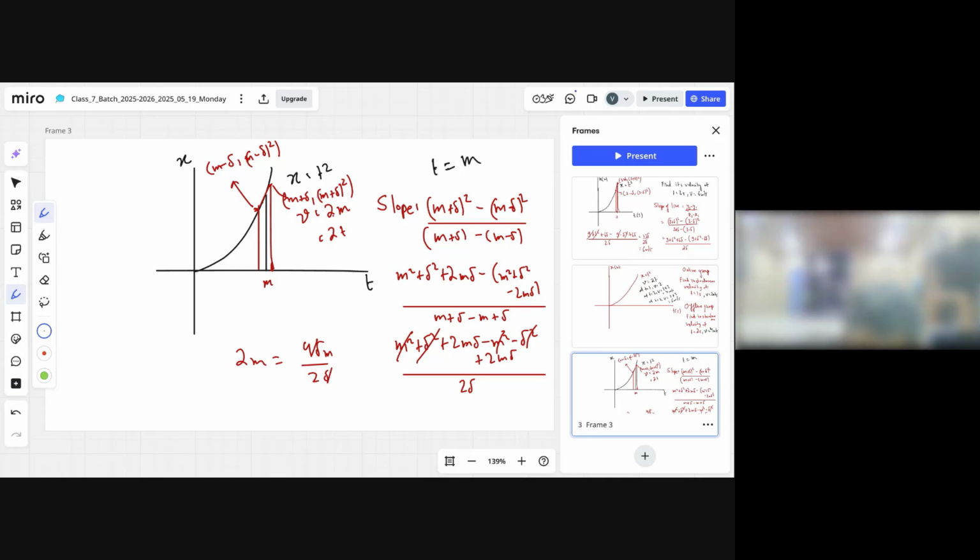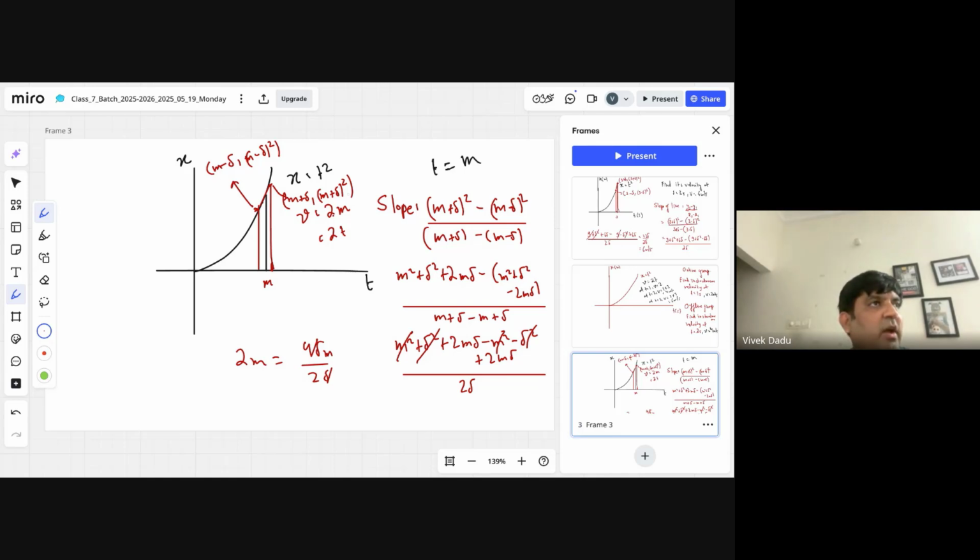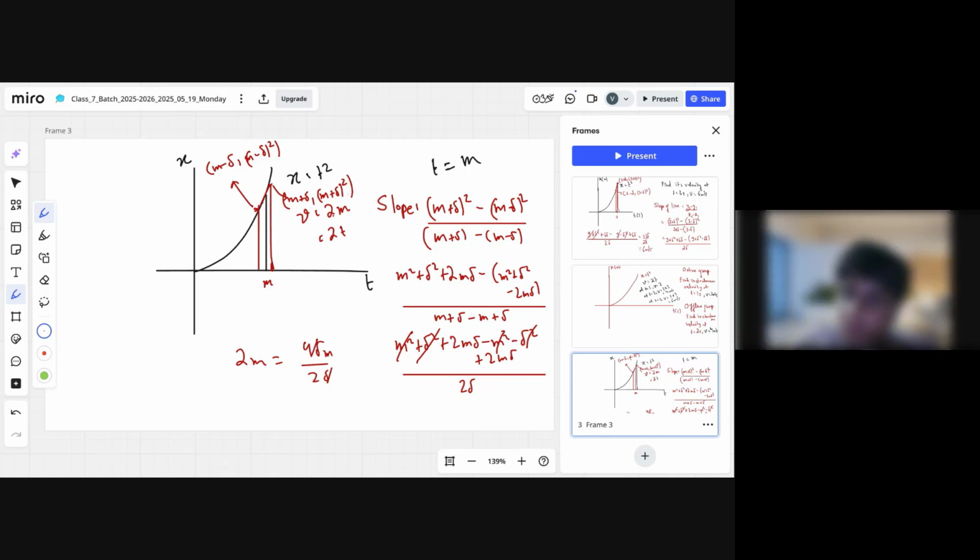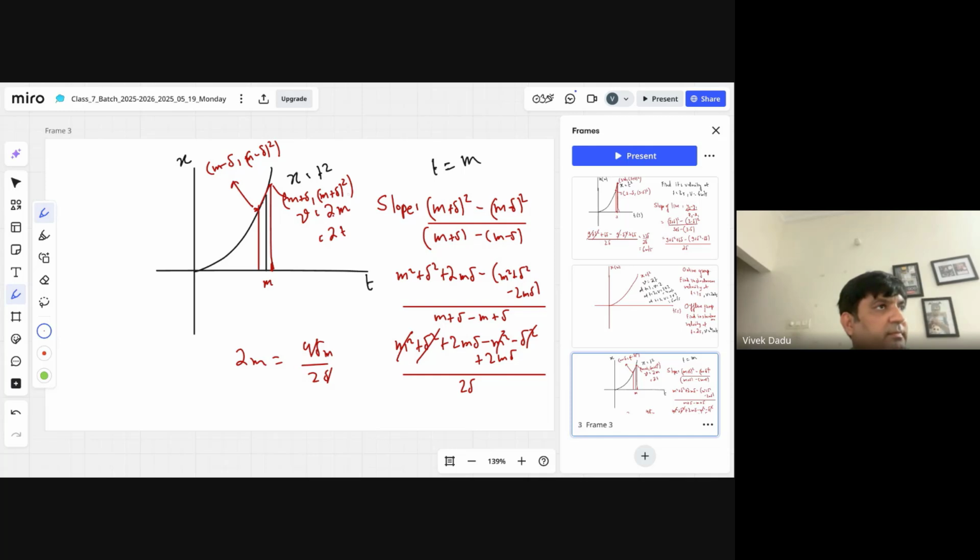So this way, corresponding to x equal to t square, we found a formula: if x equal to t square is the graph, then velocity will always be 2t. Sir, are there a lot of formulas for other graphs? Don't worry. That's what I would say.